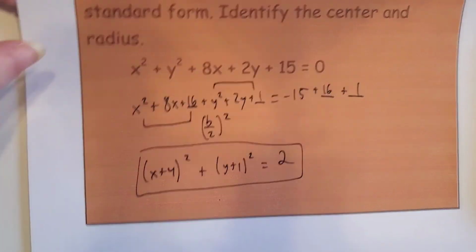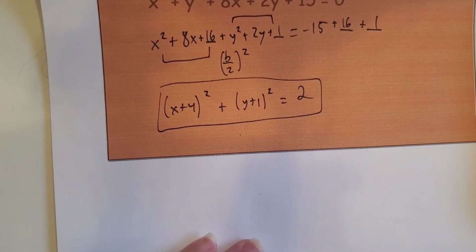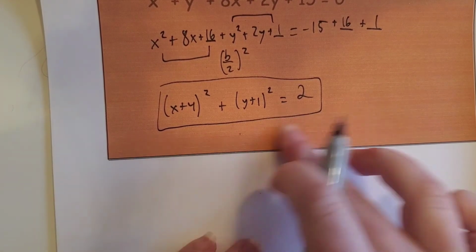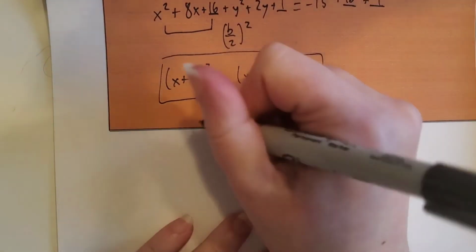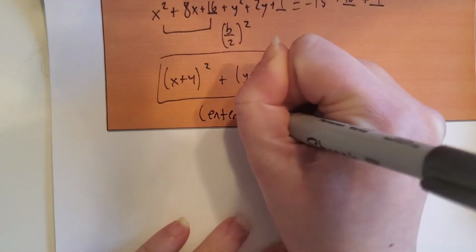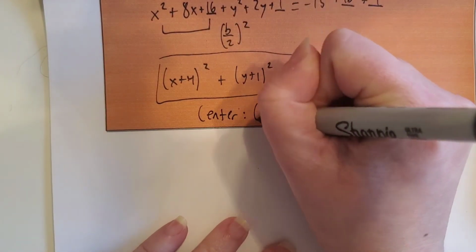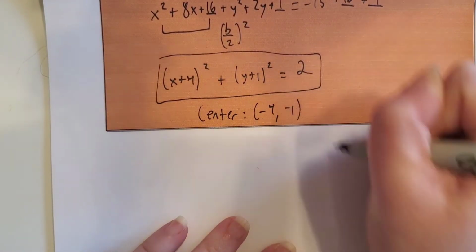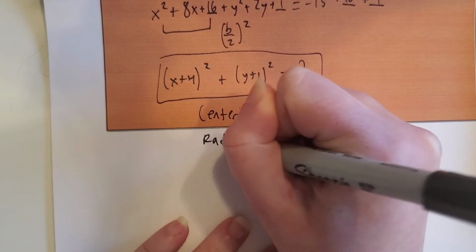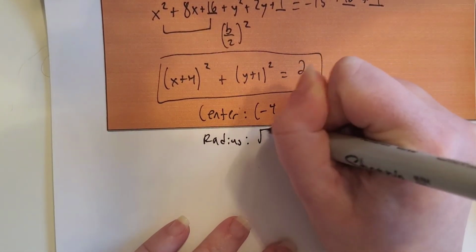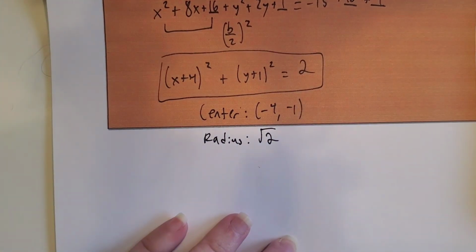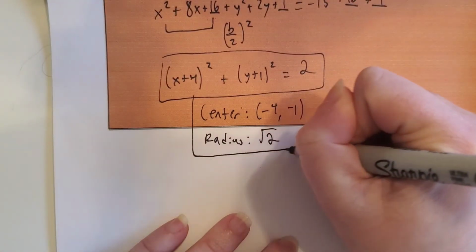That's standard form. And then again, we have the means to figure out the other necessary information that the question is asking us for. Center, we have to switch the signs of your h and your k. So it's -4, -1. And your radius is the square root of r squared. So the square root of 2. And that you can't simplify.